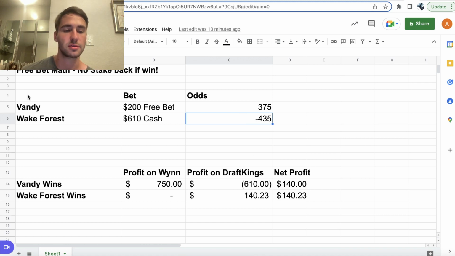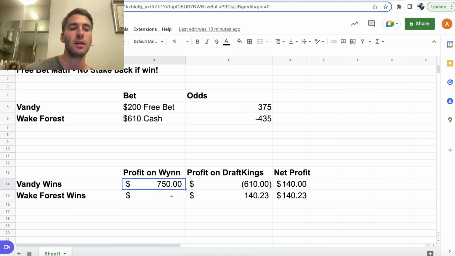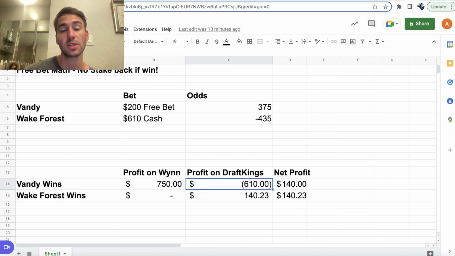So basically there's two options, right? Vanderbilt wins or Wake Forest wins. So if Vanderbilt wins, this is what happens, our free bet wins, right? So we win 200 times 3.75. Our free bet at plus 375 odds wins. So we win $750 on WinBet. We lose $610 on DraftKings. Okay? So you net $140 in profit.